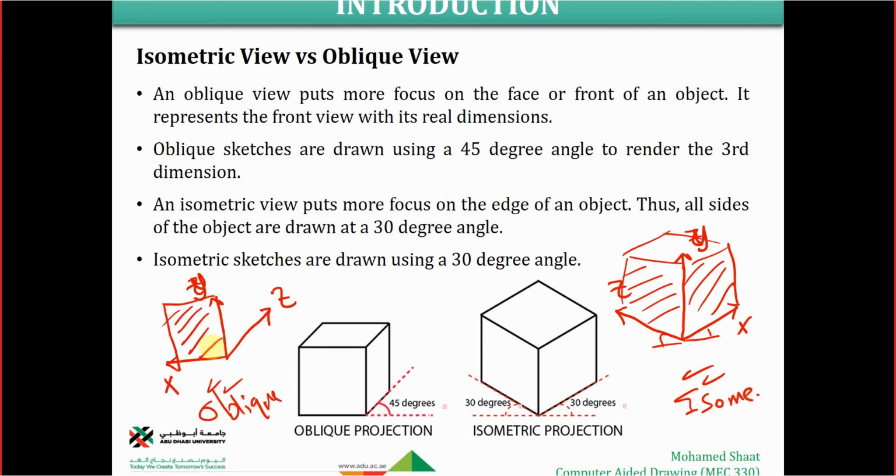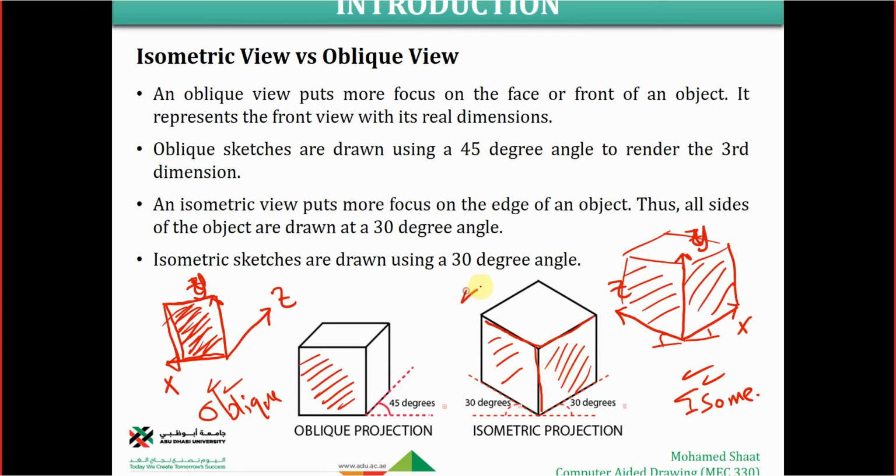In the oblique, we would focus on the face, where all the dimensions of this face are exact dimensions. But in the isometric, we would focus on these three edges. So this face and this face won't be seen with their exact dimensions, only approximate dimensions. The main difference between the isometric and the oblique is that in the oblique we focus on this face, but in the isometric we focus on these edges, okay?